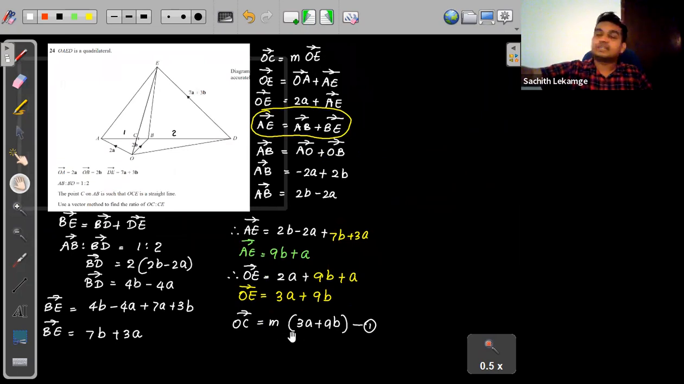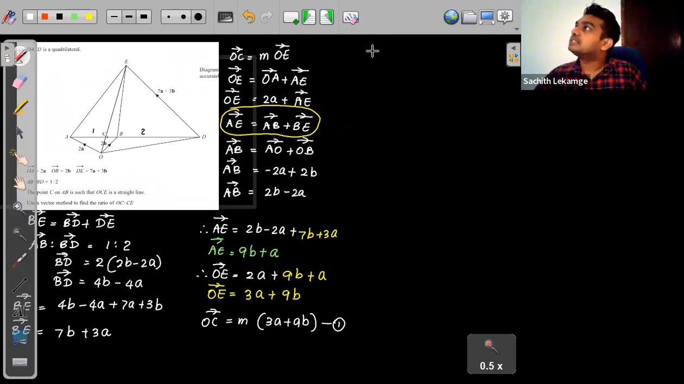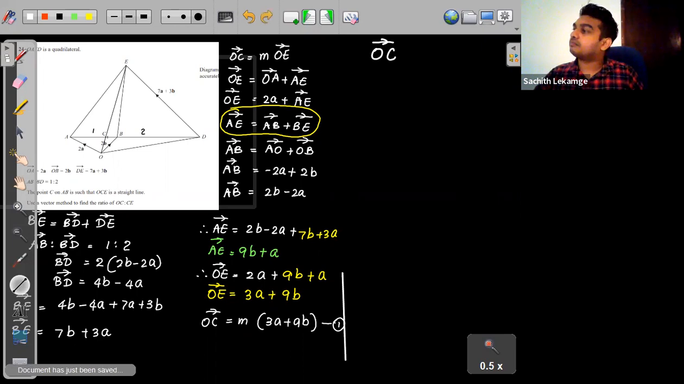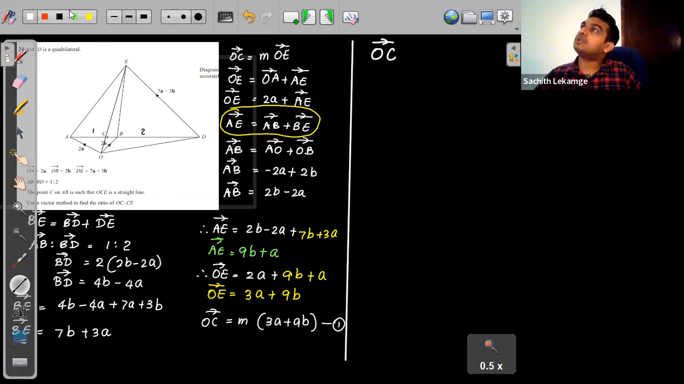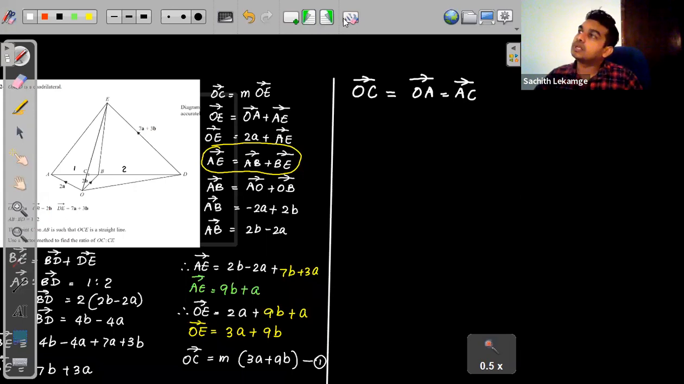That is OC in one method. Another equation we need for OC. What is the next way we find OC? The next method, first method done. I'll draw a line. OC I can write another way: OC equals OA plus AC. Agreed. OB plus BC is also possible, but we'll use OA plus AC.